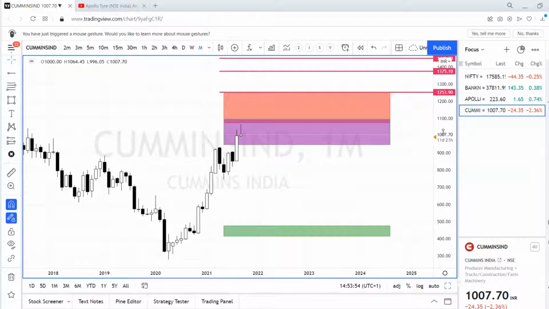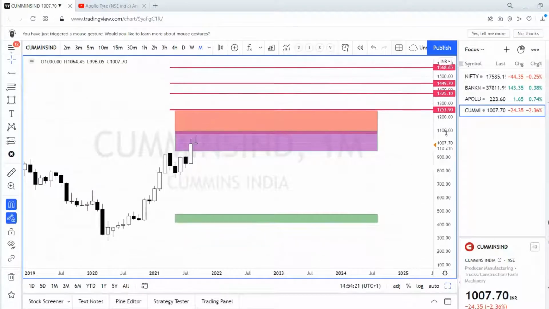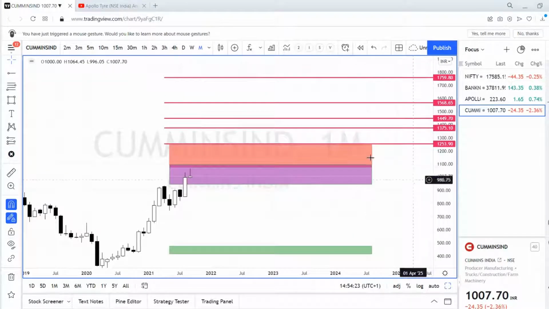However, given the fundamentals of this stock, this is one of my favorites, and I trade this stock a lot, both on the long as well as on the short side. This stock is a little slow moving, but it is a good stock for investors. In case investors want to know where they should target this from a long-term perspective, here I have marked these lines. These lines are 1253, 1375, 1449, 1568, 1759.